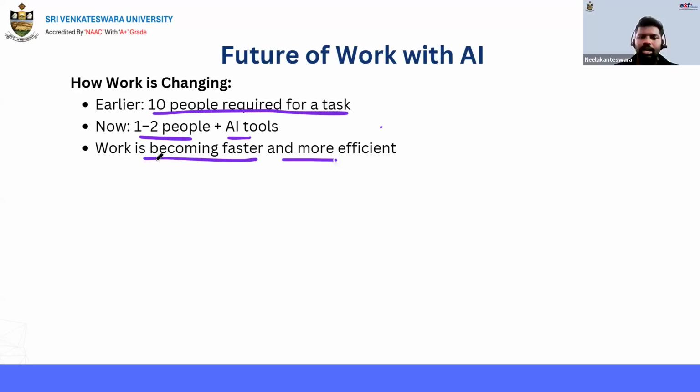Now you can ask me a question: I already told you that AI is not replacing humans, but here the same task is being completed by two people plus AI. What about the remaining 80%? That means they will lose the jobs, right? Here they will lose the normal traditional jobs. 80% of people will lose the traditional, normal jobs.